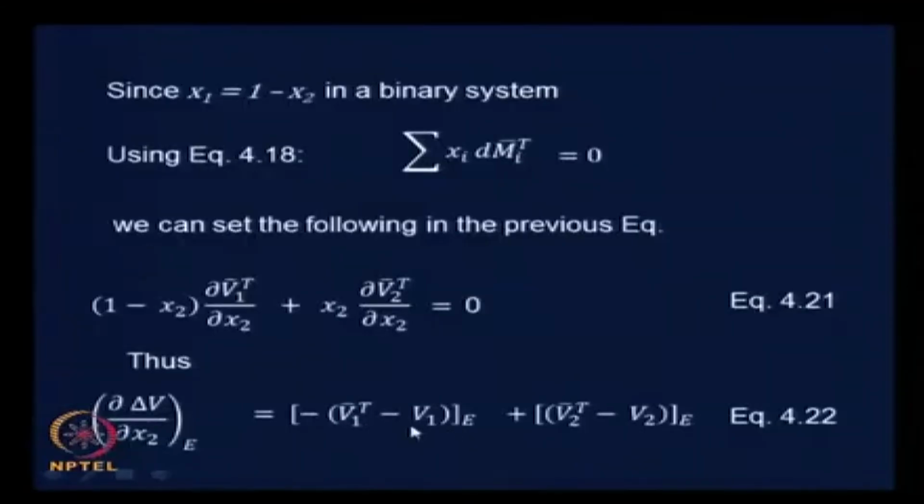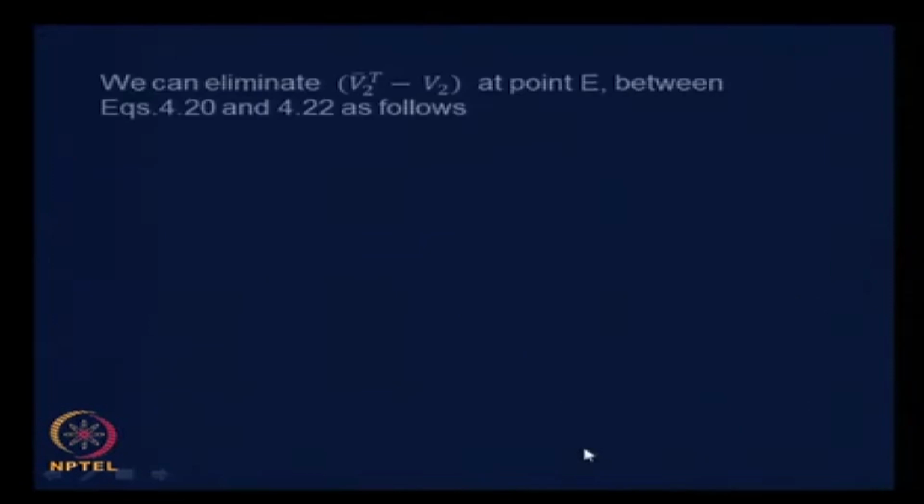You would have probably figured out what these mean in terms of the distances. Now let me tell you what it is, just check whether you got it right. Before we do that, let us eliminate V2 T bar minus V2 at point E between equations 420 and 422.